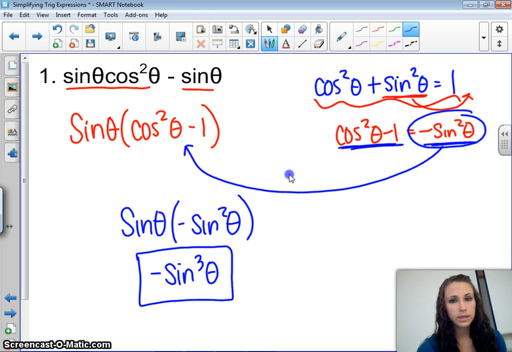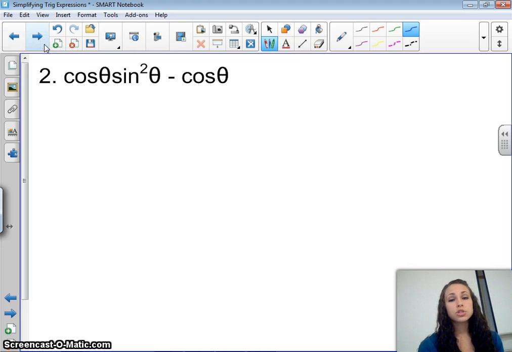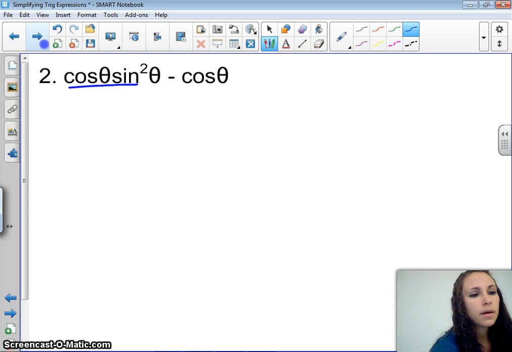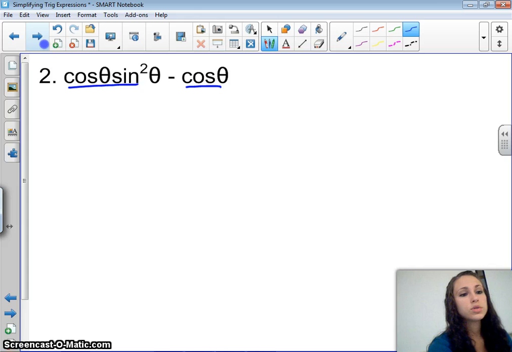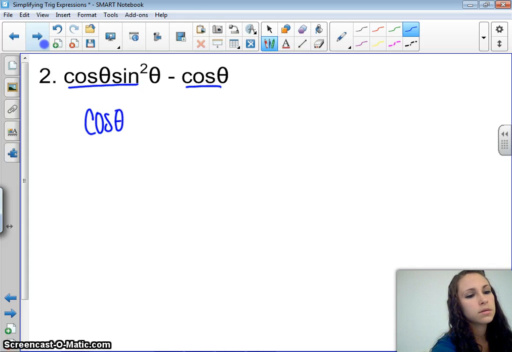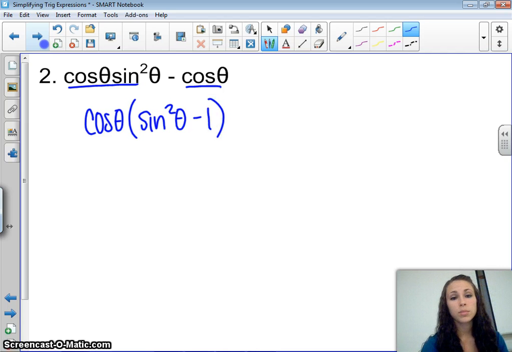Now I'm going to do another one like this to hopefully make that a little more clear, because I know this is semi-confusing at first. Alright, so let's do one that's real similar. So this one's almost exactly like the last one. I've got two terms. Both have a cosine, so I'm going to factor the cosine out. And that will leave me with sine squared minus 1.